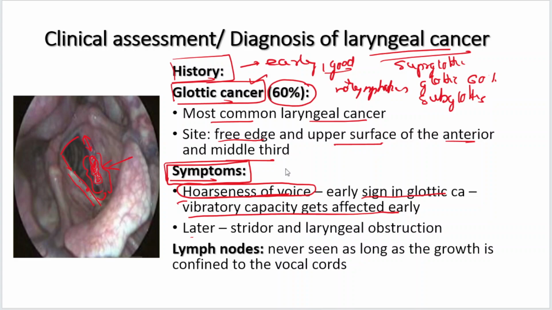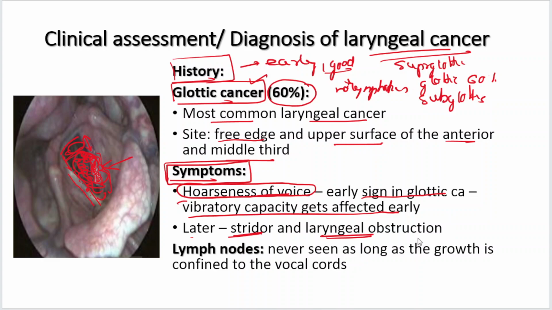If the patient is having hoarseness of voice and it does not come to you, and the growth starts going bigger and bigger, then the patient is going to have stridor. Here there is a little bit of glottic chink, a little bit of space available for the air to pass. Then the patient is going to have stridor, noisy breathing, and laryngeal obstruction. That is, the patient is going to have shortness of breath, breathlessness.